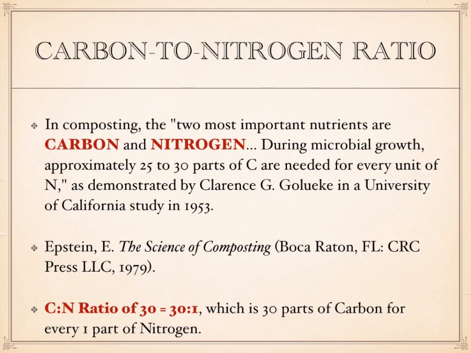A CN ratio of 30 is the same as a ratio of 30 to 1, which is 30 parts of carbon for every 1 part of nitrogen. This brings us back to the significance of carbon in composting. Carbon is the central element of composting, while nitrogen is the most significant other ingredient.